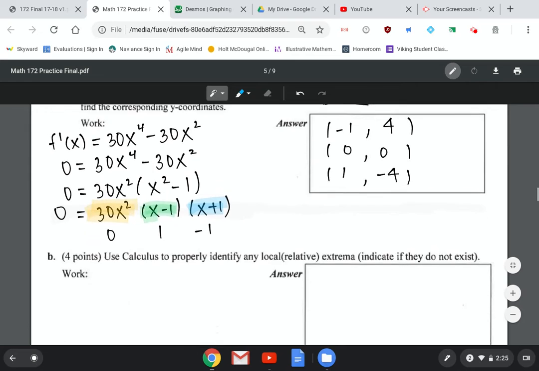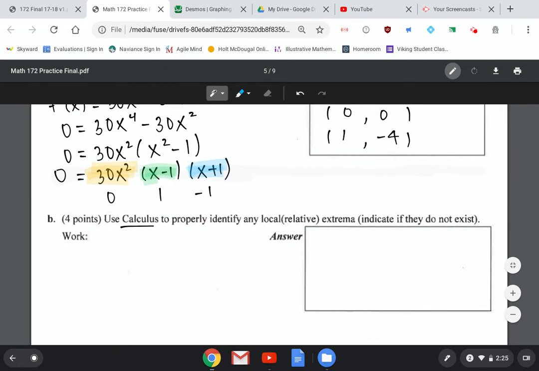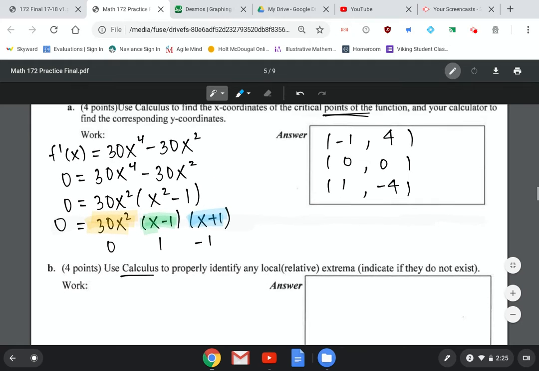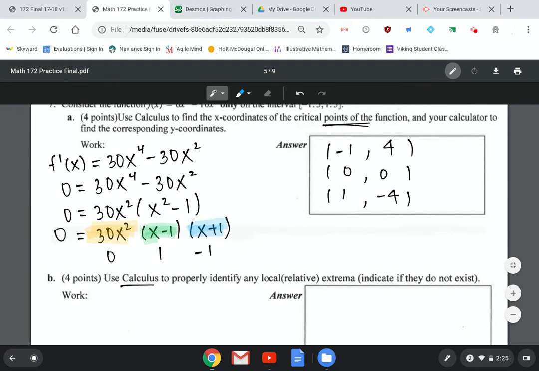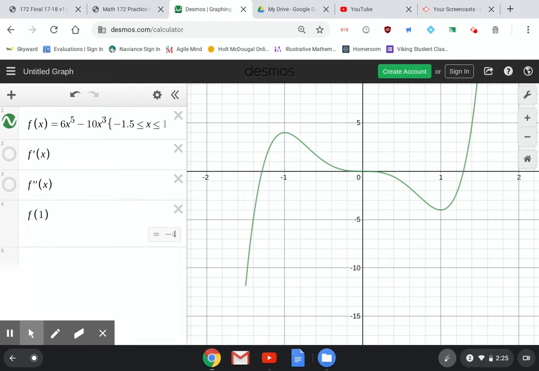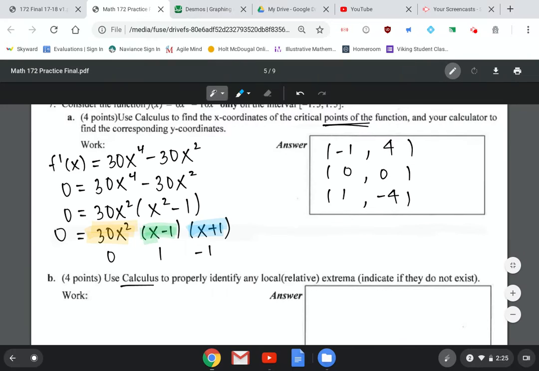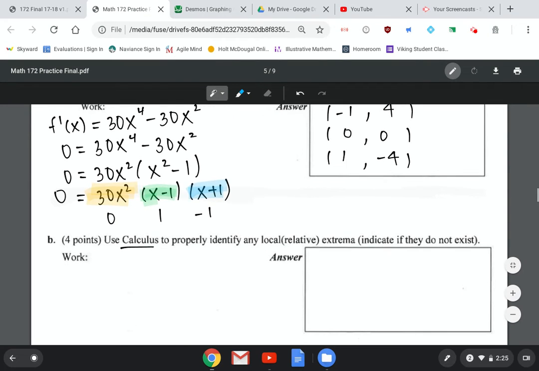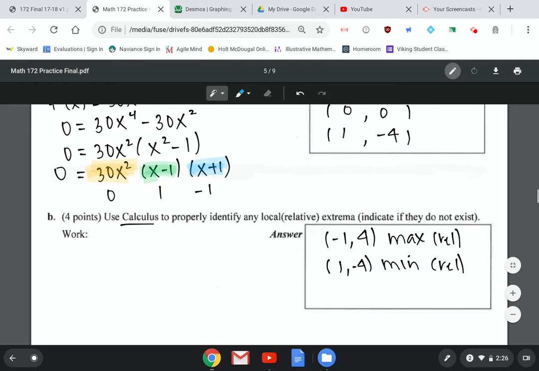So B says use calculus to properly identify any local relative extrema or indicate if they don't exist. So we already know by looking at Desmos which of these is a min and a max and which one is neither, right? Because looking at Desmos, this is clearly a max, this is clearly a min. But this question specifically says use calculus. So we can write our answer here because we know what it is. -1, 4 is a max, and it's technically a relative max, right? And -4 is a min, or technically a relative min. But how do we do this using calculus?